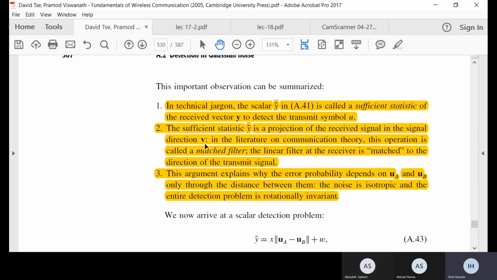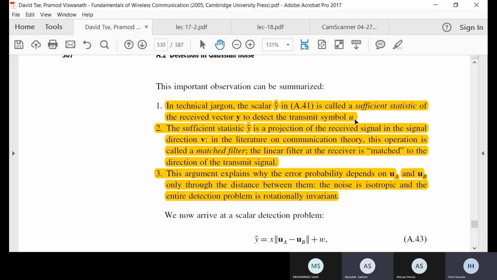No, V and U are not the same thing. V is the direction on which you have to project your received vector. All right. So it is a vector. It is a unit vector. While the symbol is a symbol that you have actually sent.